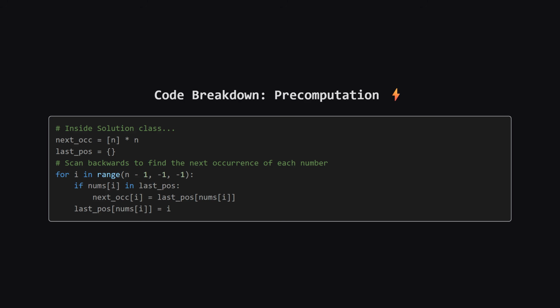Before we start the main loop, we need a map of next occurrences. For every index i, we need to know, where does this number appear next? We call this next_occ. We figure this out by scanning the list backwards.